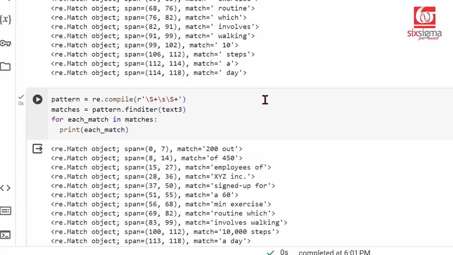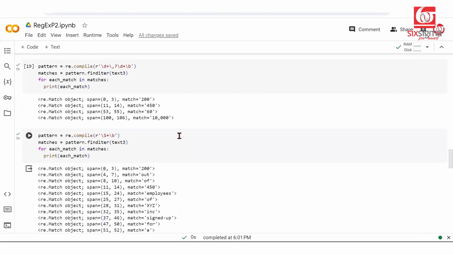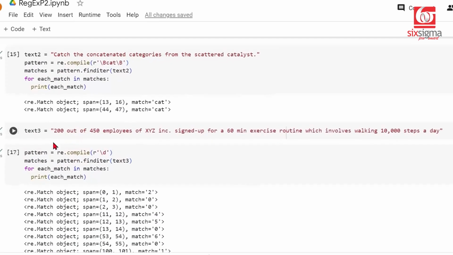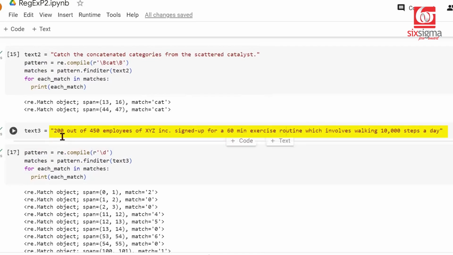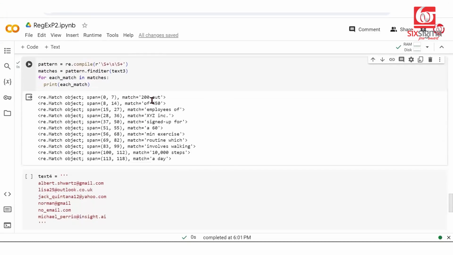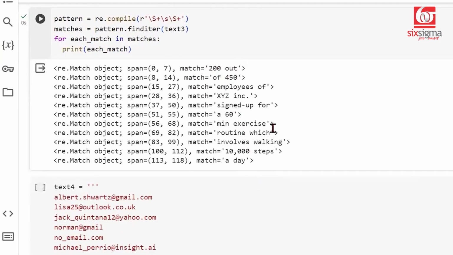Notice it's not doing an overlap. What I mean by that is, if you look at the string, it's saying 200 out, but it's not capturing out of. Why? Because regular expressions do not do overlap. It'll take it with an exclusion. 200 out, then it'll count it from off 450. Then it'll take employees of XYZ Inc. It is not going to do 200 out and out of and off 450, 450 employees. That's not how it works. It's non-overlapping. So that's an important point. You may see that's the kind of output that we're getting here.